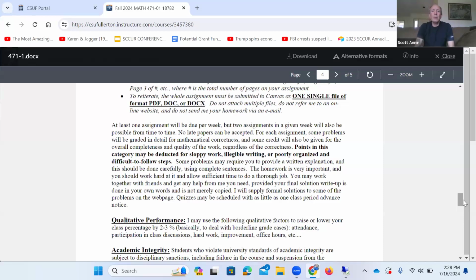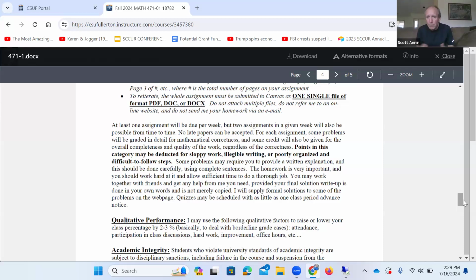But please do work on writing clear, organized, logical solutions to your homework problems. Things should always be explained, and you should leave space between problems and try to write in a way that's easy to find stuff. So just work on that a little bit.